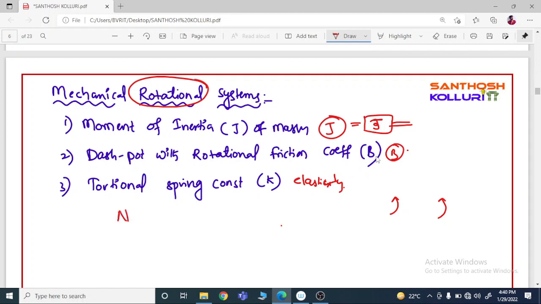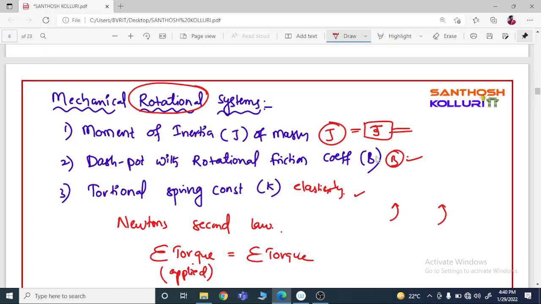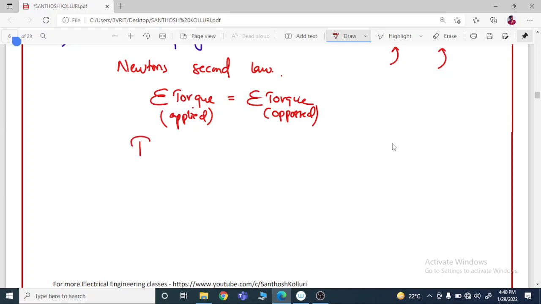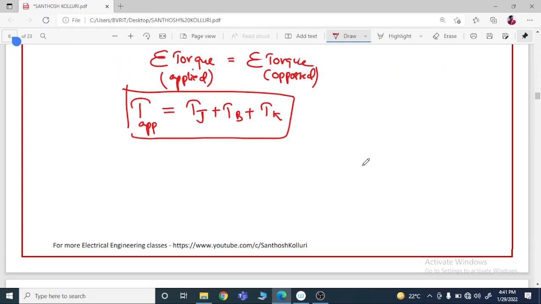Here also we are using Newton's second law. When a torque is applied to a rotational mechanical system, it is opposed by the opposing torques due to moment of inertia, friction, as well as elasticity of the system. That means sum of torques applied is equal to sum of opposed torques. Let us take this is the total torque applied, then the torque opposed by the moment of inertia of the masses, torque opposed by the dashpot, torque opposed by the spring constant K. So this is the formula we are using in the mechanical rotational system.